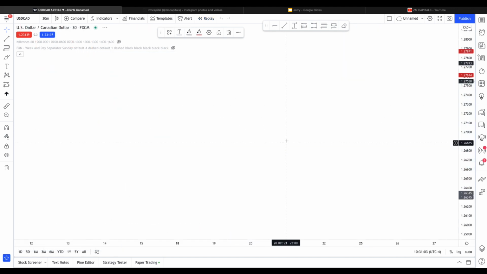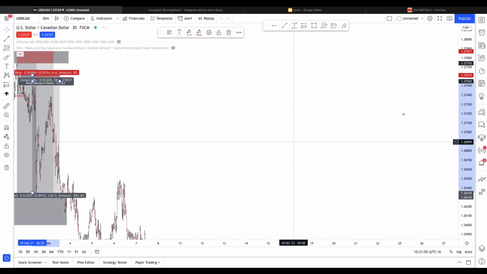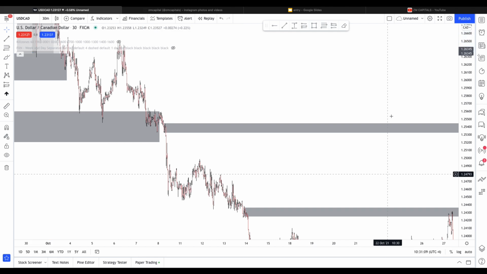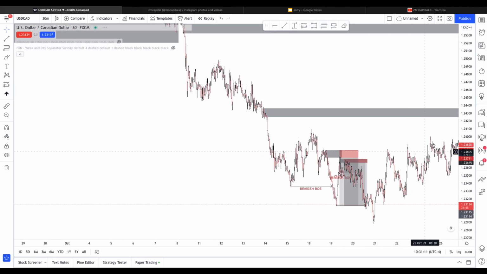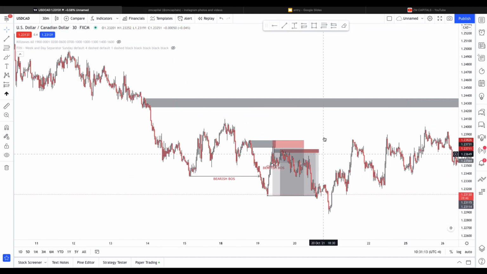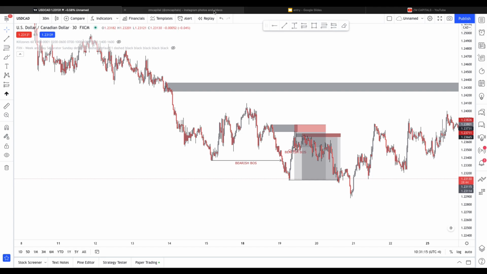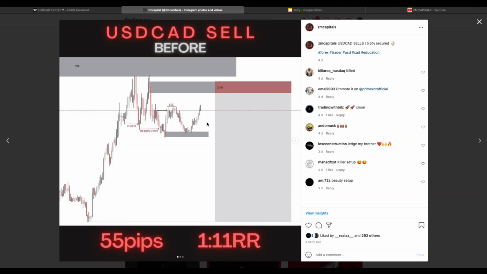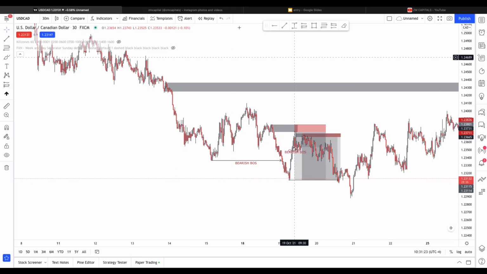Now let me move over to the next setup, which was this one down here. This setup right here is exactly, let me show you guys, this one that I posted 4 days ago. This is the trade I'm going through right now. Let me replay price back to this point right here.